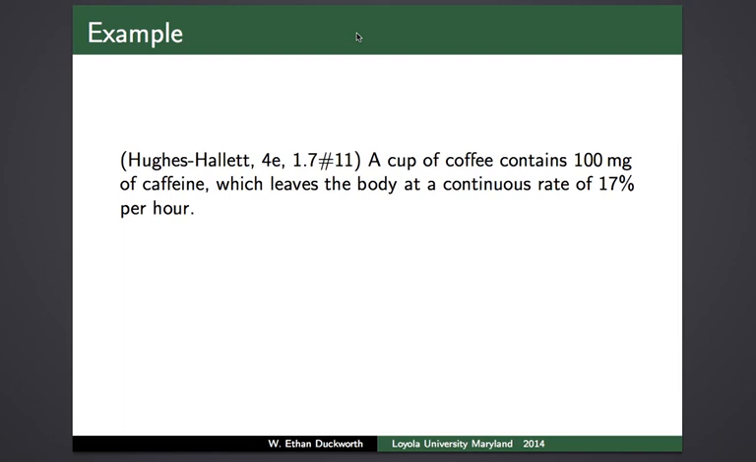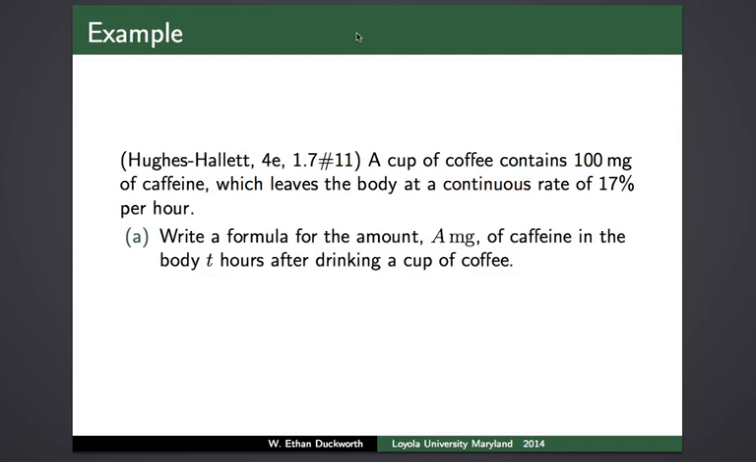This example is one of the exercises from Hughes Hallett, and it involves caffeine, a subject hopefully near and dear to many college students' hearts. A cup of coffee contains 100 milligrams of caffeine, which leaves the body at a continuous rate of 17% per hour. There's a key word there, continuous. That tells us that we're going to use an exponential equation that involves e to the rt.